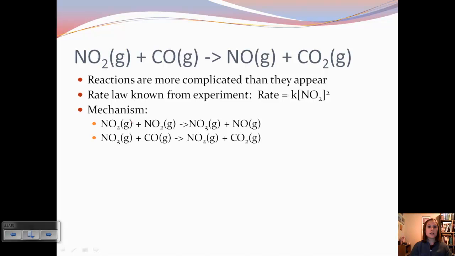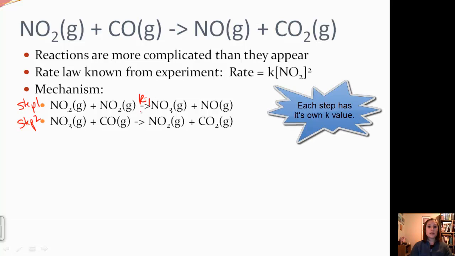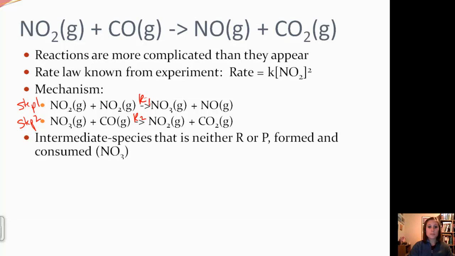We've got nitrogen dioxide gas plus another goes to NO3 gas plus nitrogen monoxide. And the rate for this reaction can be said to be k1. So this is step 1. Here's step 2. Okay, and the rate constant for this reaction is known as k sub 2. So we've got two different reactions with two different rate constants.